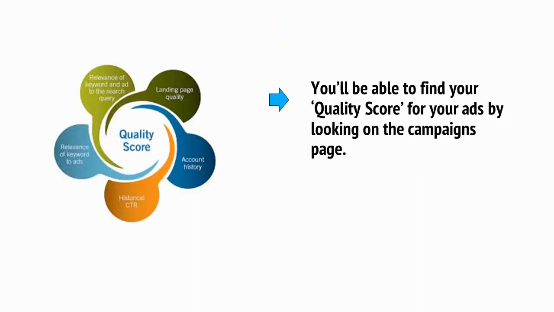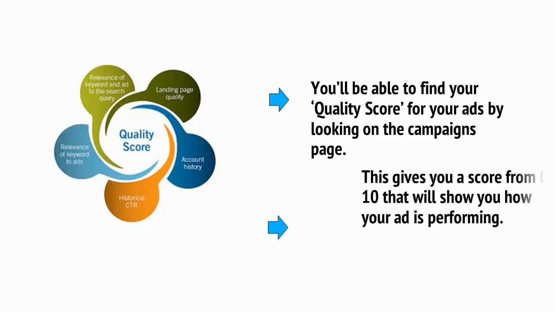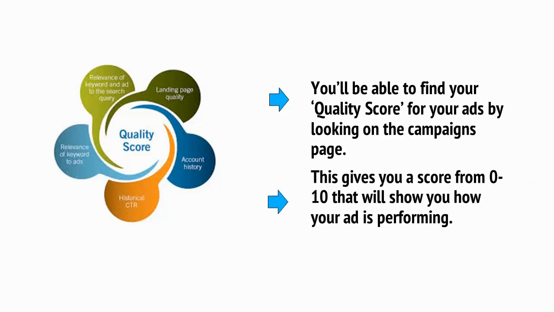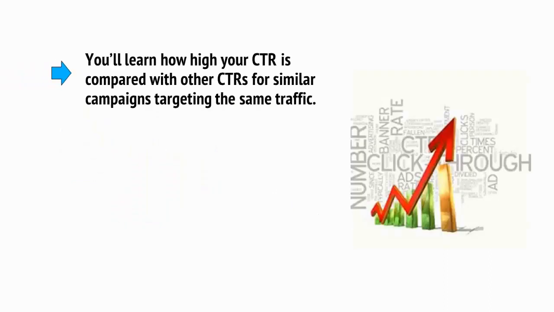You'll also be able to do a lot more tracking for your ads, and looking around the dashboard will help you to find all kinds of useful options. For example, you'll be able to find your quality score for your ads by looking on the campaigns page. This gives you a score from 0 to 10 that will show how your ad is performing. You'll learn how high your CTR is compared with other CTRs for similar campaigns targeting the same traffic.